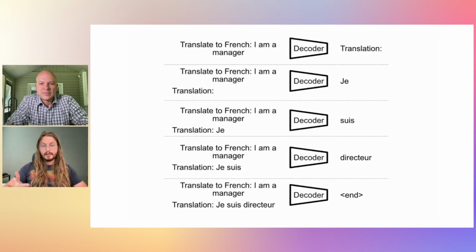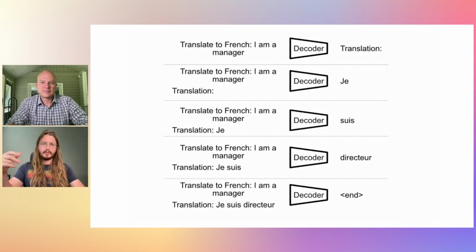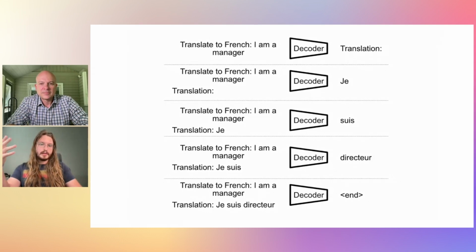So language models generate output via a process called autoregressive generation. If you have a sequence and you say, hey, translate to French, I am a manager. That's your input. You're telling it what to do and giving it some information. Then the language model sees that and goes, okay, I think the first output should be translation, just to follow this format of something with a colon.